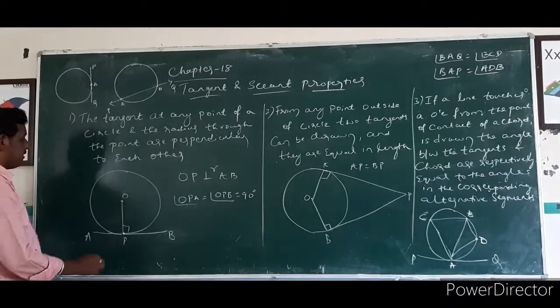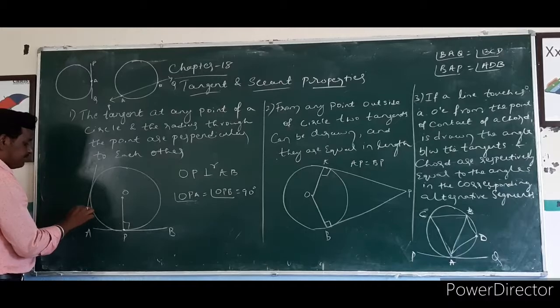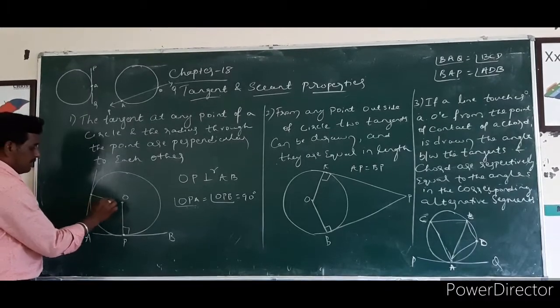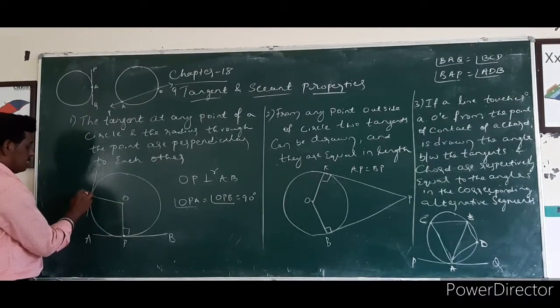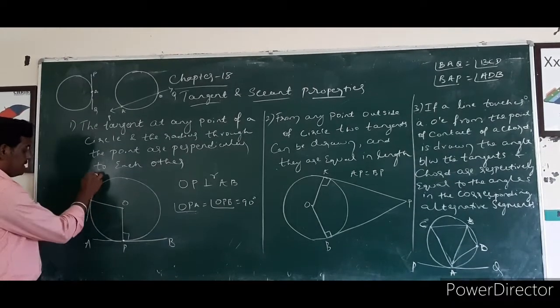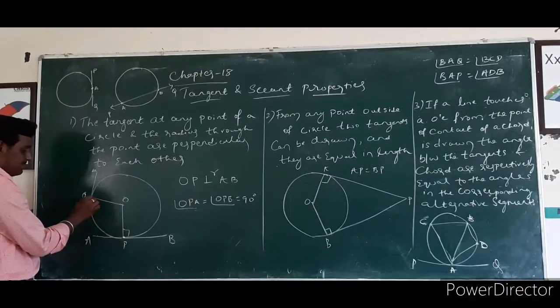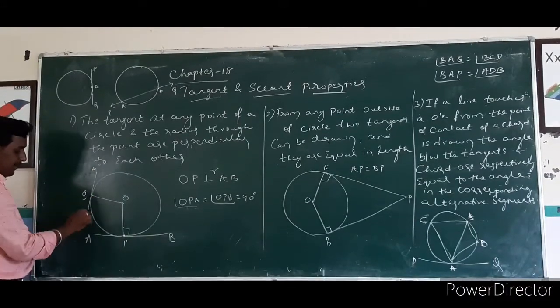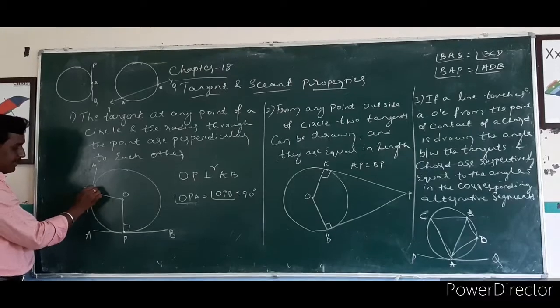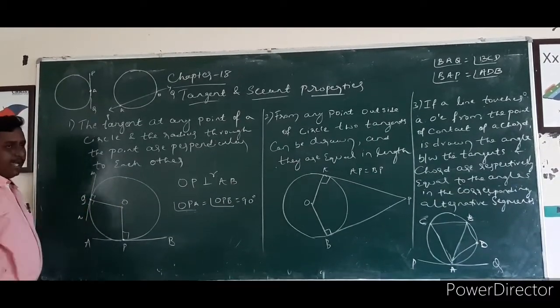Suppose you take one more tangent here, MN, with radius OQ. The radius touches the point of contact of the MN tangent. Where is the point of contact here? These two are perpendicular. This OQ is perpendicular to MN.